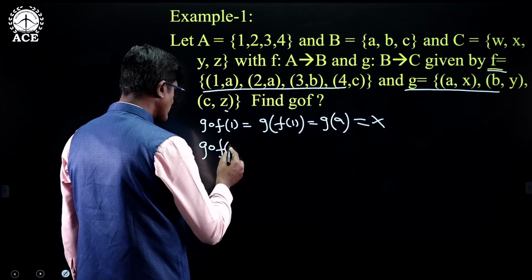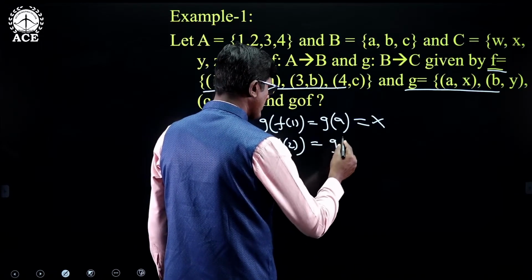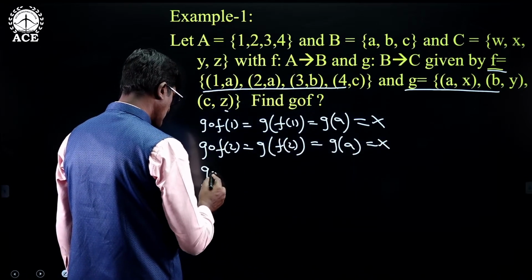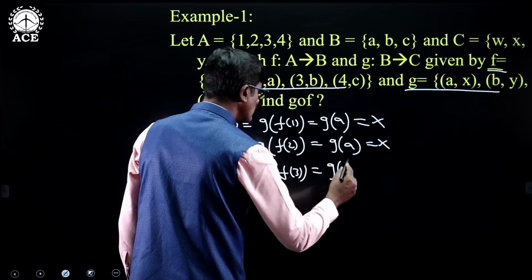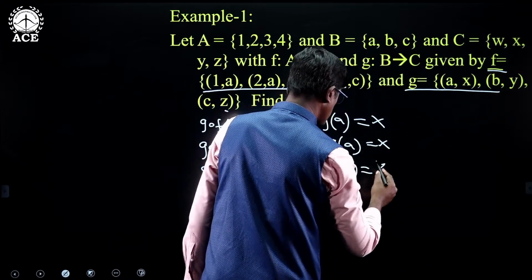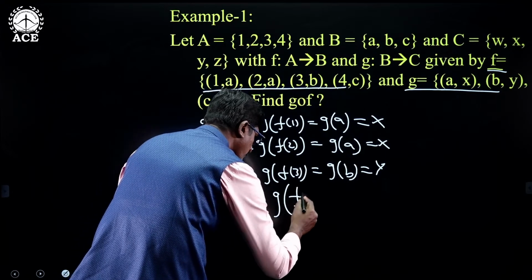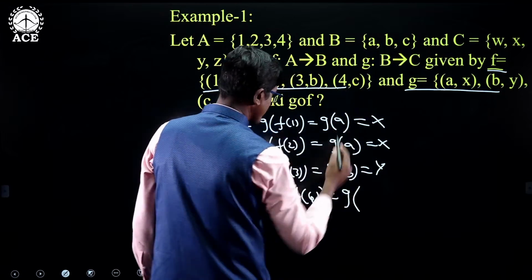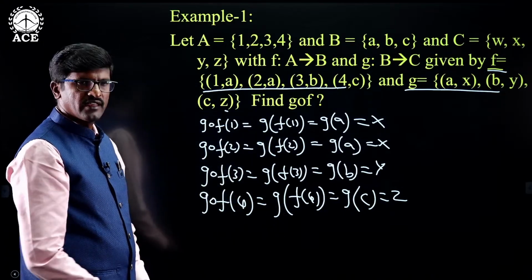G circle f of 2 is equal to g of f of 2. F of 2 means 2 is mapped to a, and g of a again is equal to x. Next, g circle f of 3 is equal to g of f of 3. F of 3 is b, and g of b is equal to y. Next, g circle f of 4 is equal to g of f of 4. F of 4 is c, and g of c is z. So this is g circle f of 1, 2, 3 and 4.